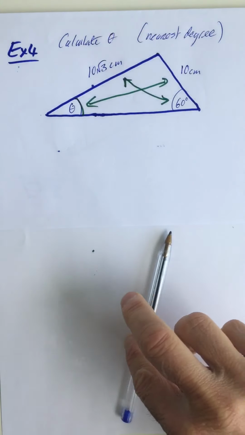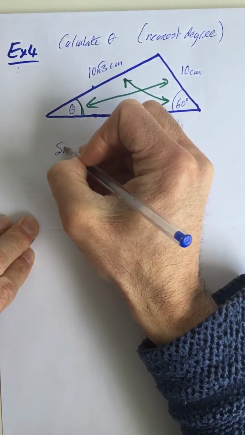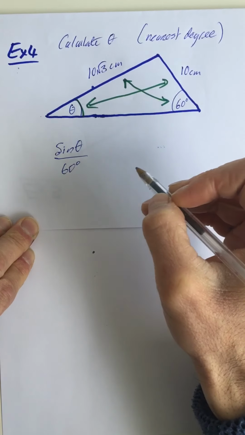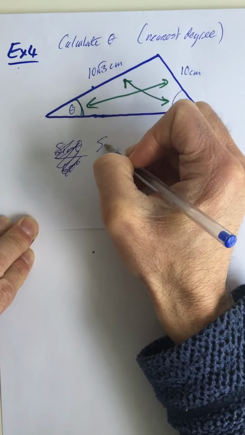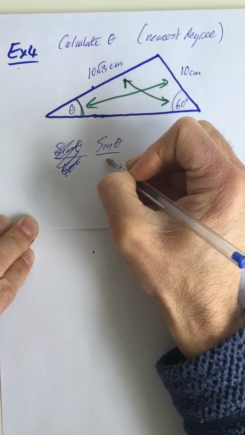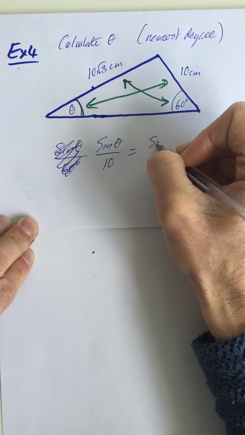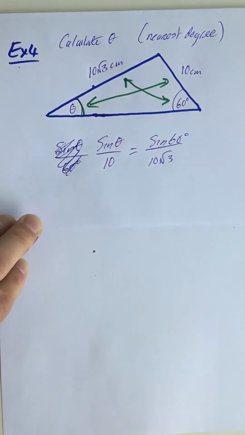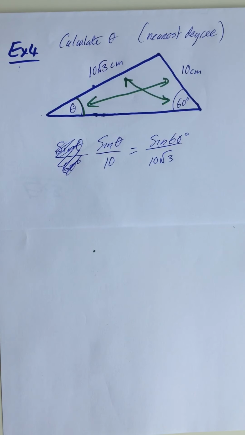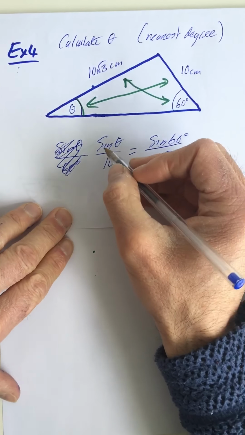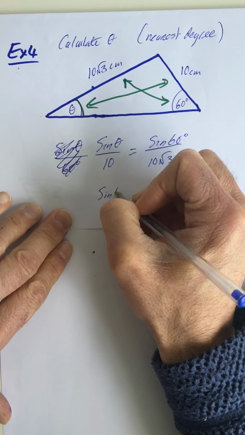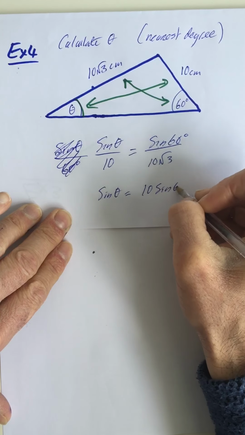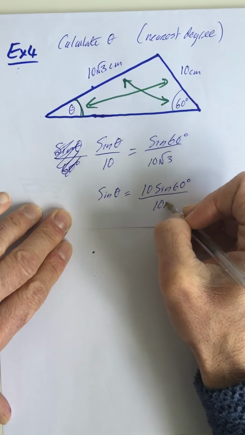Because I'm looking for an angle, I'm going to use the sine of the angle on top. I'm going to say sine of theta divided by, sorry, that's wrong. I'm going to put sine of theta divided by its side, which is 10, is equal to the sine of 60 over its side, which is 10 root 3. Okay. Now, like the last example, we want to get sine theta on its own. So to get rid of a divide by 10, we multiply by 10. So it's 10 sine 60 over 10 root 3.